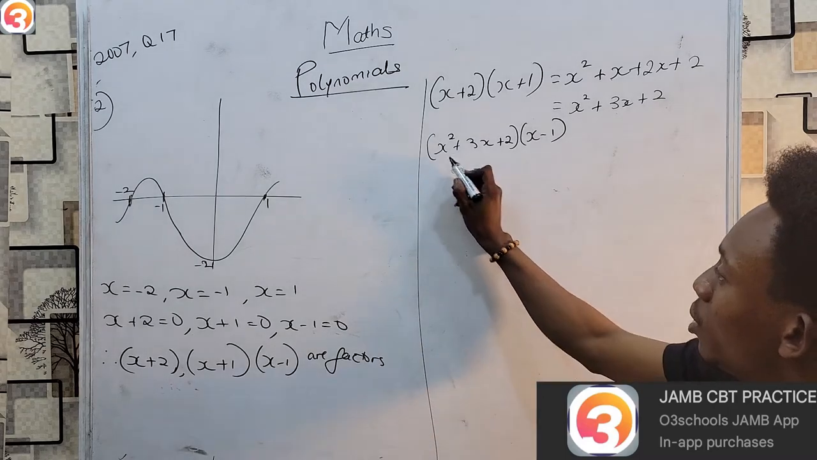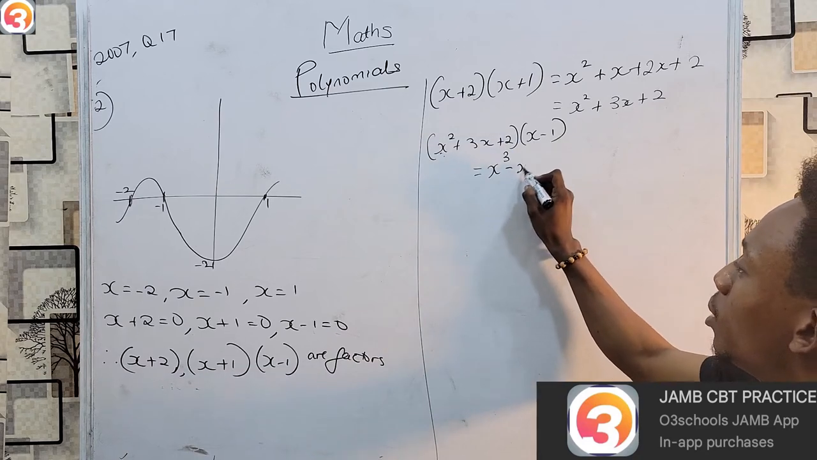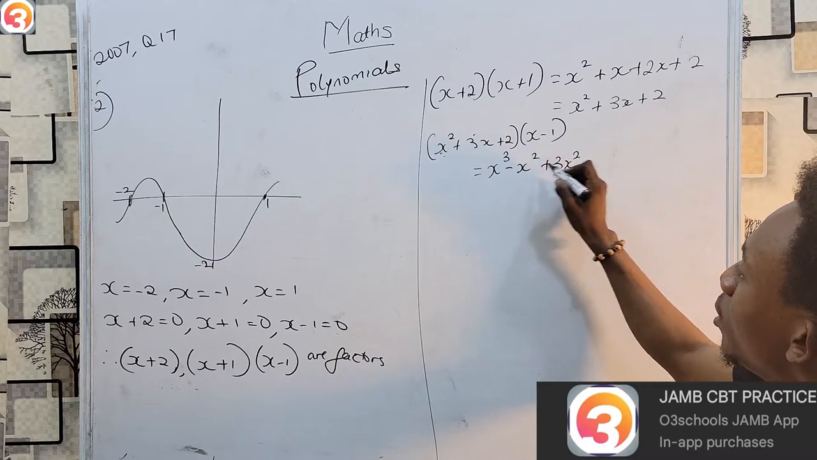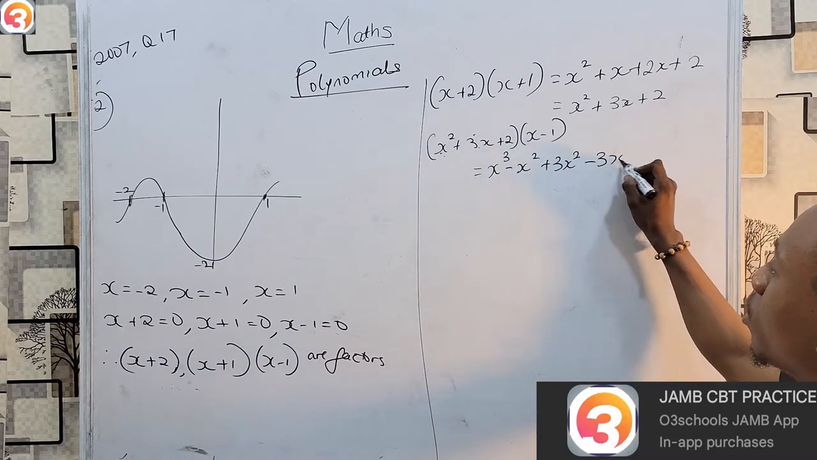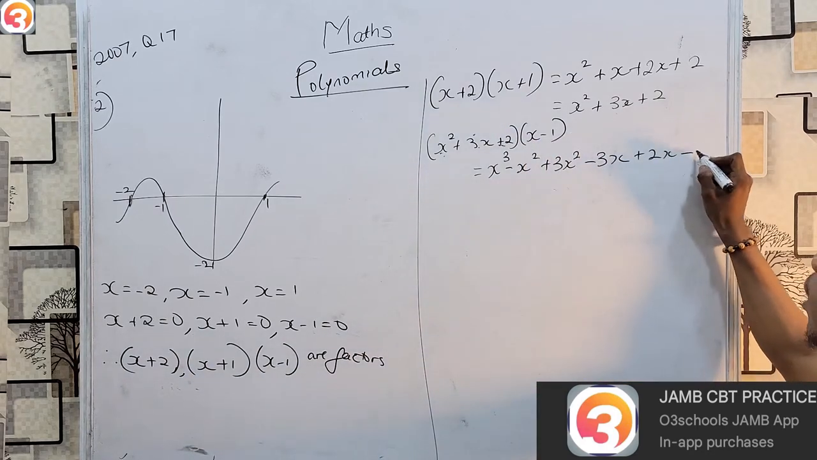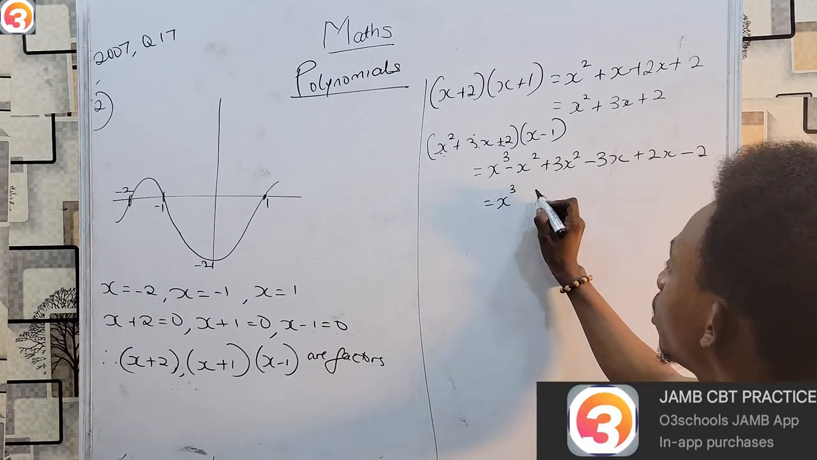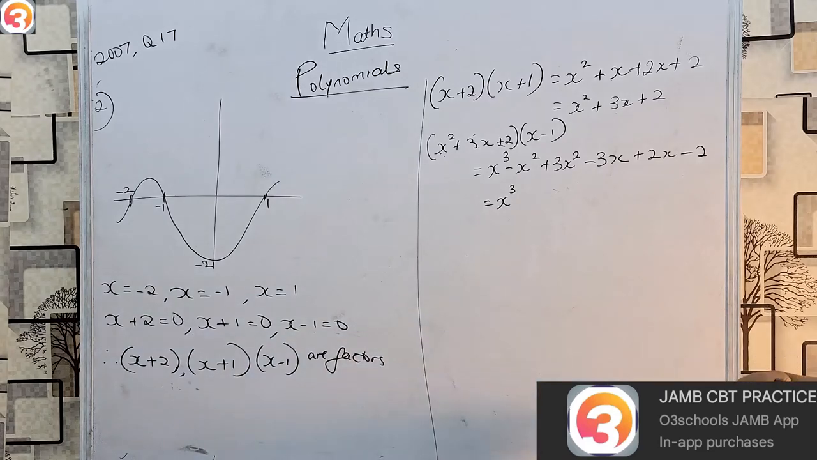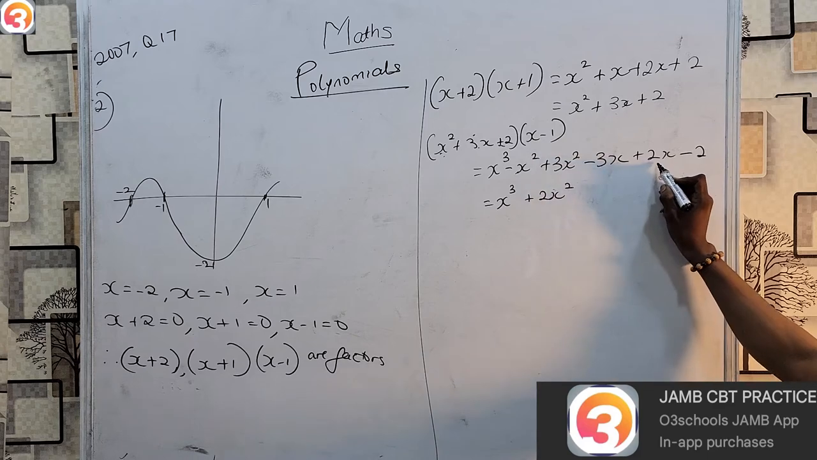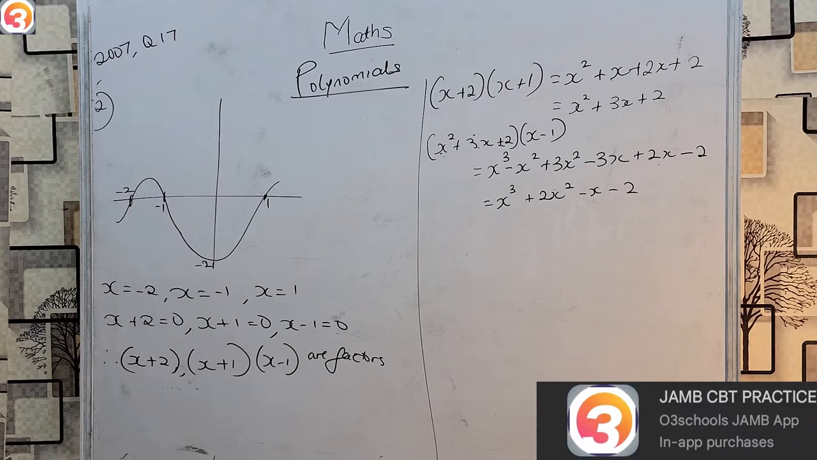And repeating the process, x squared times x is x cubed, x squared times minus 1 is minus x squared, 3x times x is 3x squared, 3x times minus 1 is minus 3x, 2 times x is 2x, and 2 times minus 1 is minus 2. Therefore, I'll be having x cubed minus x squared plus 3x squared, which is plus 2x squared, minus 3x plus 2x, which is minus x, and then minus 2.